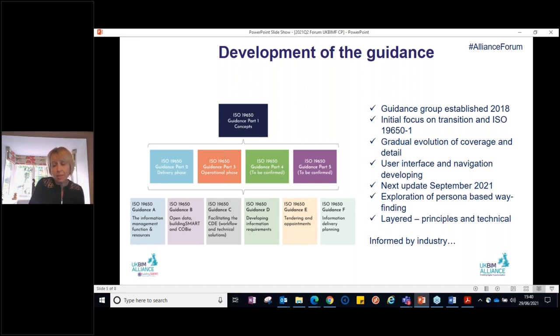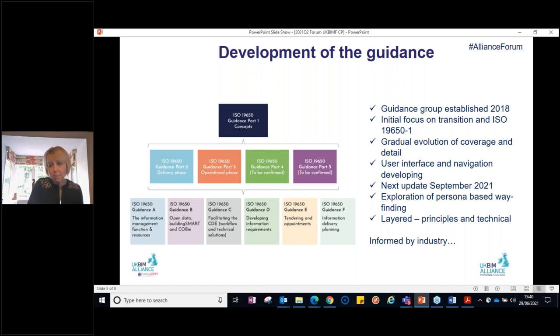We've got, it's quite hefty now. And we're also looking at layering the guidance. So when you read the guidance, some of it is quite technical, and we maybe need to look at how we develop more persona-based guidance that has basic principles and then that leads into the technical detail.